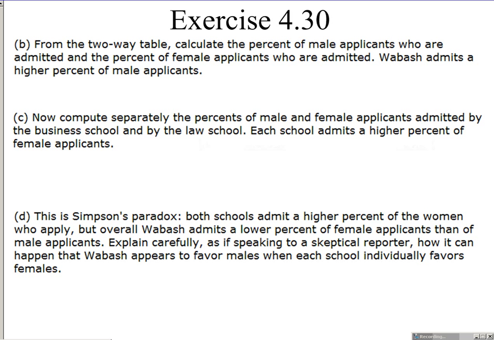Okay. Next question. From the two-way table, calculate the percent of male applicants who are admitted and the percent of female applicants who are admitted, and show that Wabash admits a higher percentage of male applicants. Well, let's start with the males. Male applicants, we have 490 admitted out of a total of 700, showing that they admit 70% of the males that apply to their university.